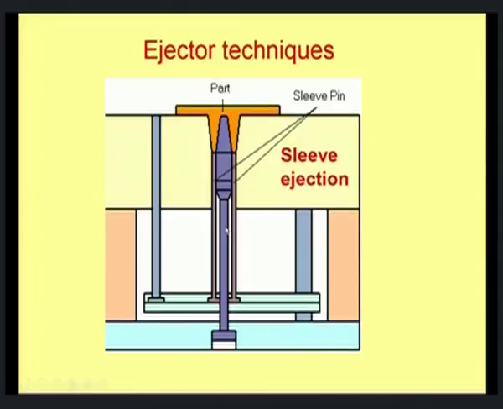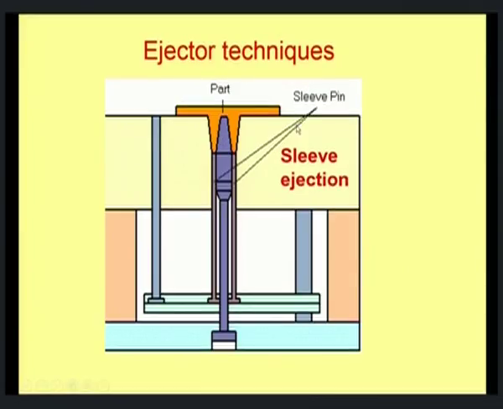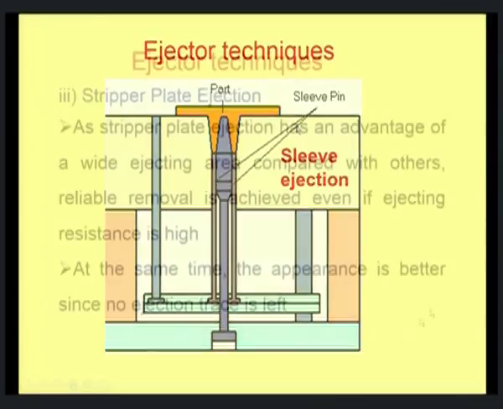So, this is a sleeve type ejection where the ejection pin is surrounded by a sleeve-like arrangement, which will ensure that this is the part that is going to be ejected. Now, here the part is subjected to ejective force on all these regions. So, as it moves up, it evenly pushes the part out. That is the advantage with this sleeve type ejection.